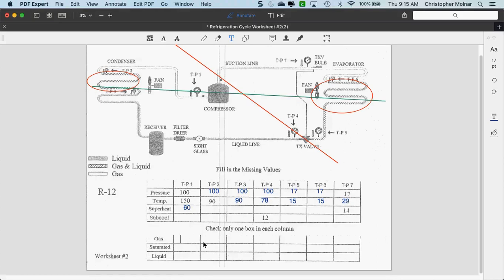Now, TP1, gas or liquid or saturated? Down here at the bottom. The gas. Okay. TP2 and TP3. Saturated. I'm going to go with saturated because it's in the middle of change of state. TP4. Liquid. TP5.